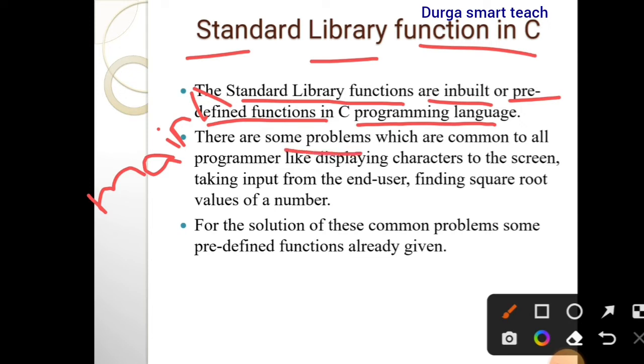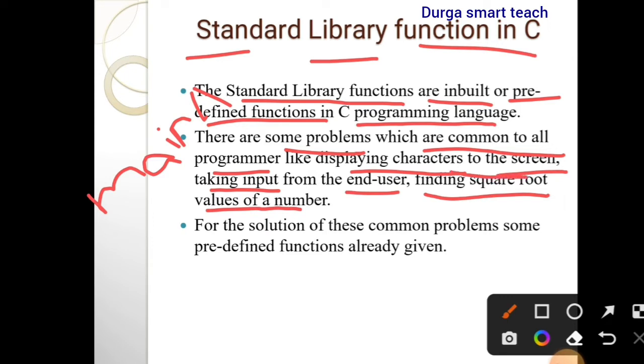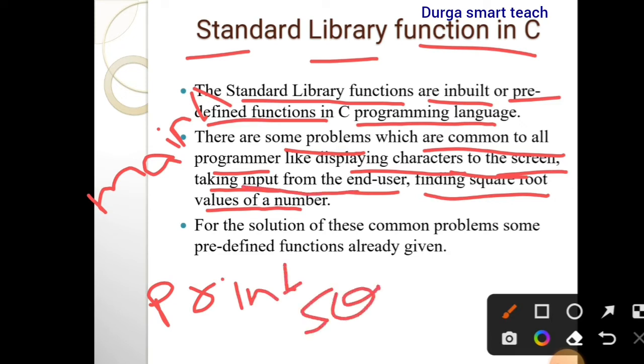There are some problems which are common in all programming, like displaying characters on the screen, taking input from the end user, and finding the square root of a number. For these purposes we use standard library functions. To display characters on the screen, we use the printf function. To take input from the end user, we use the scanf function. To find the square root of a number, we use the sqrt function.